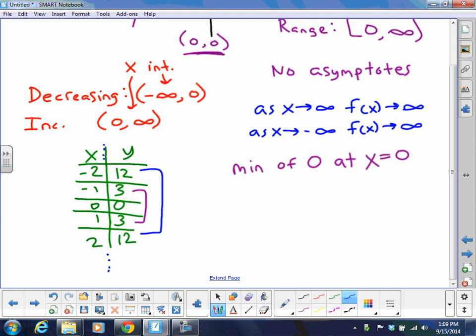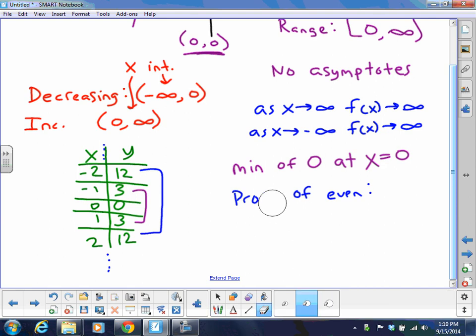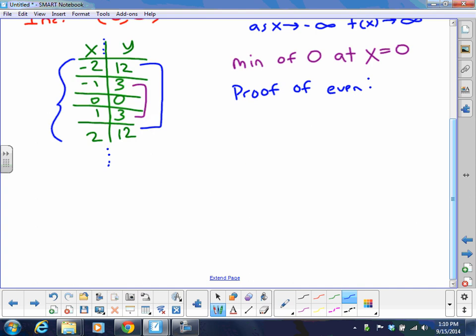So this looks like it's even, and it is, but to actually prove it for number 11, here's what we need to do. To prove that it's even, I should say proof of even, so not prove. What we need to do is show that it's going to work for every single x value, not just the few that we happen to be able to see in our table. So what we do is, again, here's a picture of our graph.